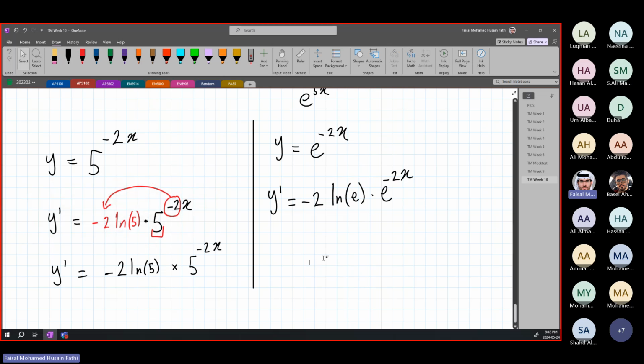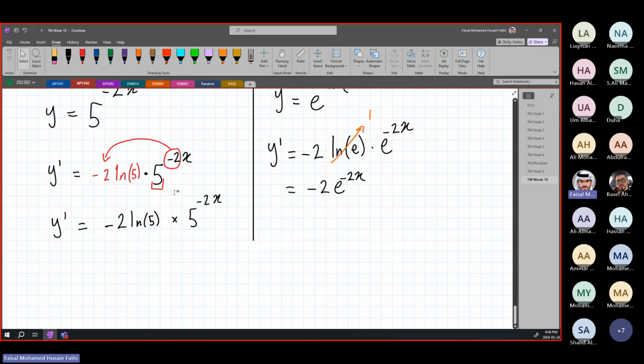Okay, this is just some extra information. ln e is equal to 1. So you will be remaining with minus 2e to the power minus 2x. So we are technically applying the same form. This is the correct form for all exponential functions. However, when it comes to e, because ln of e is equal to 1, we can simply simplify it and have it be this directly. This is the whole idea. So if we don't have e, the ln of that number is going to be multiplied by the function, and whatever the power constant is, we're going to be multiplying it outside.